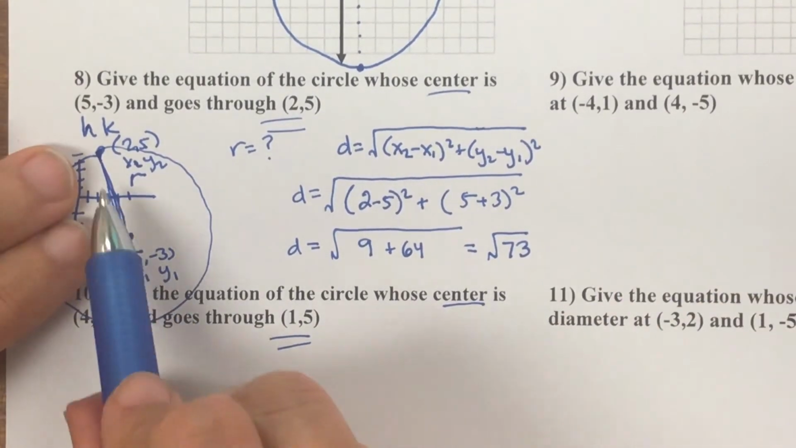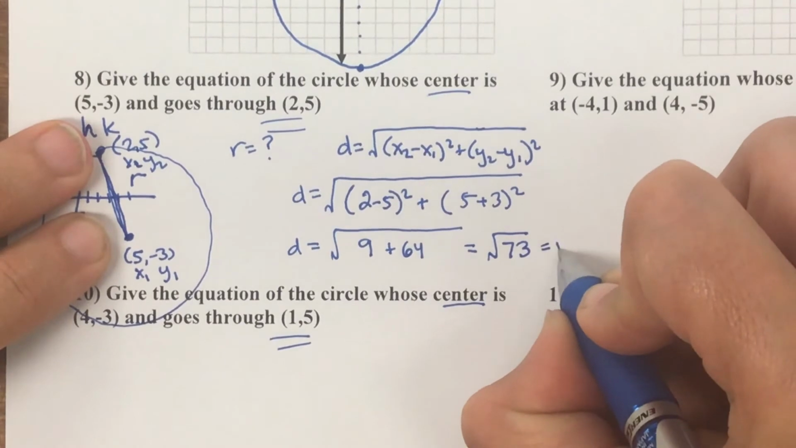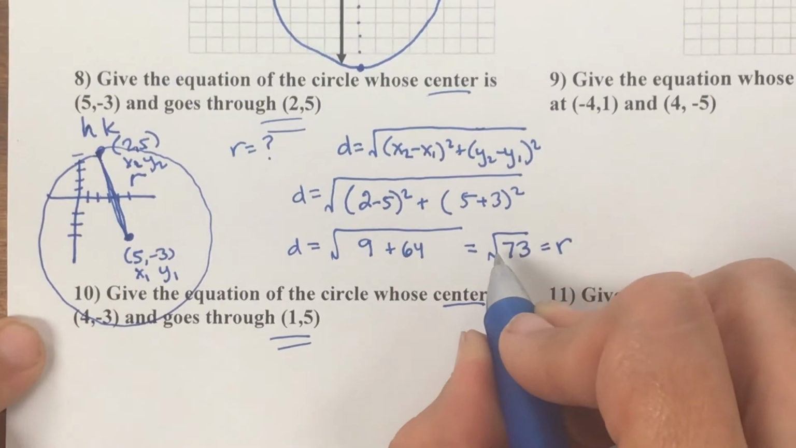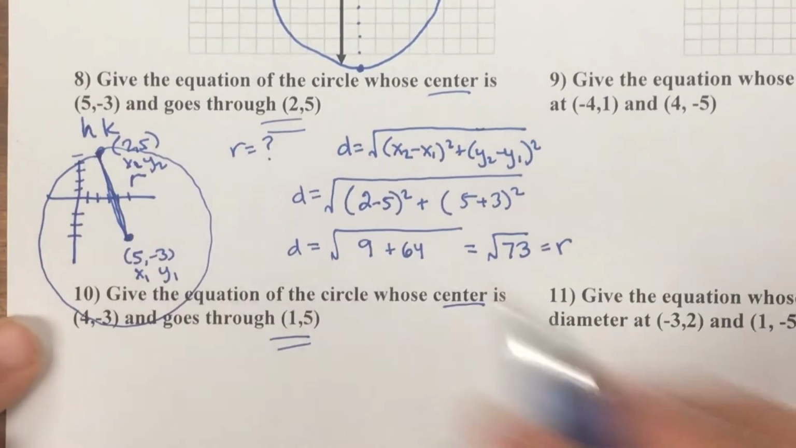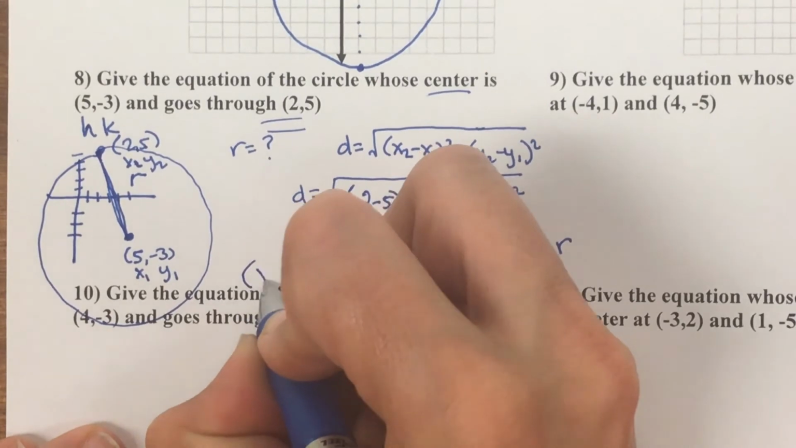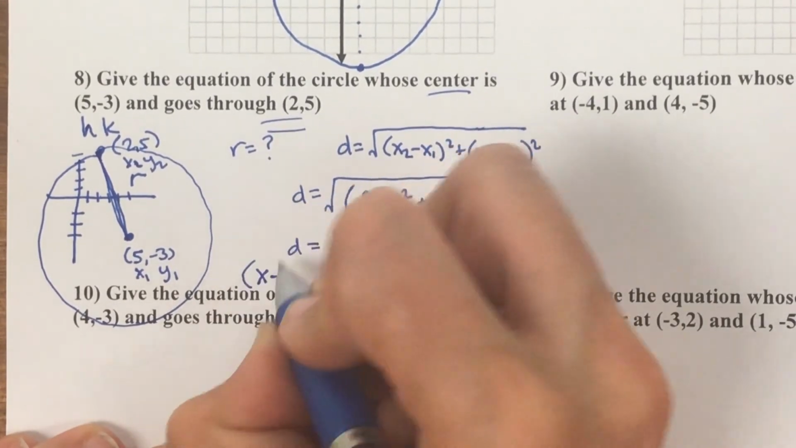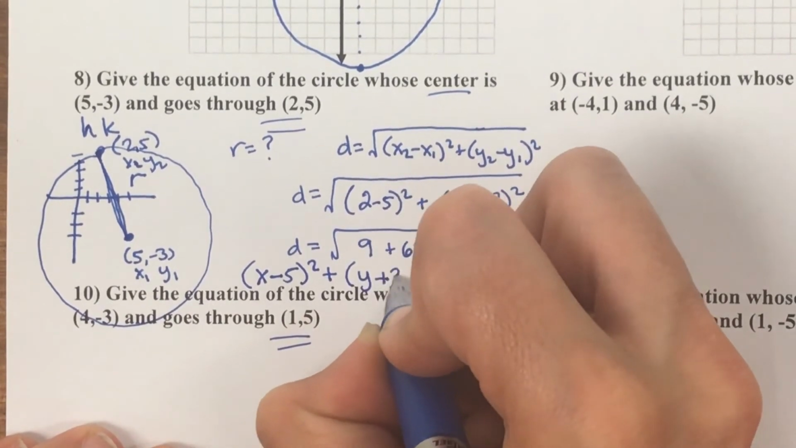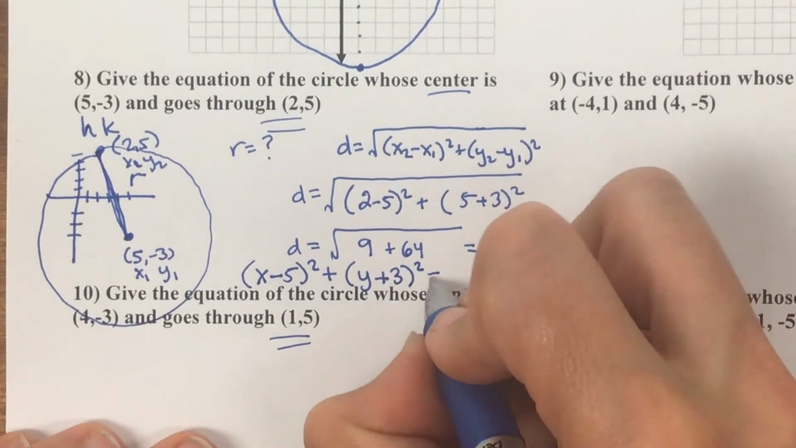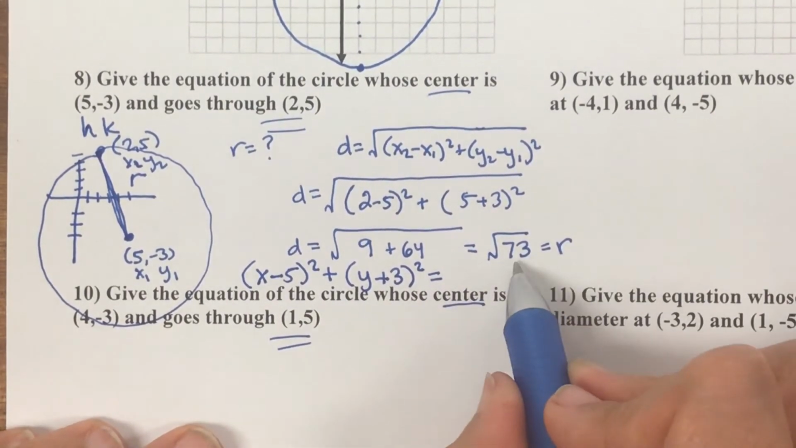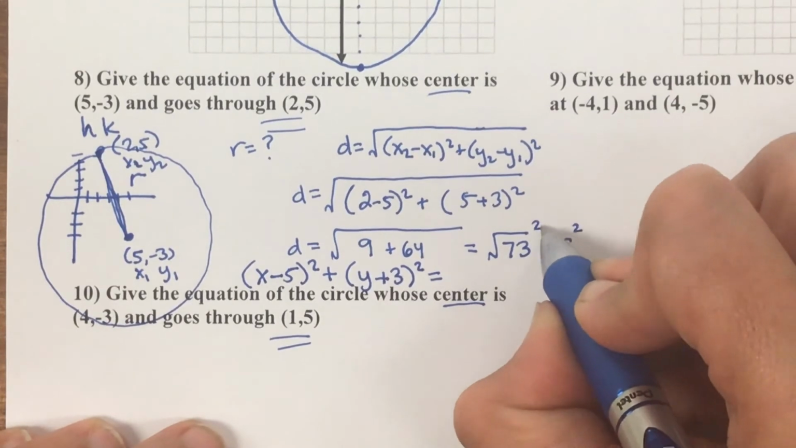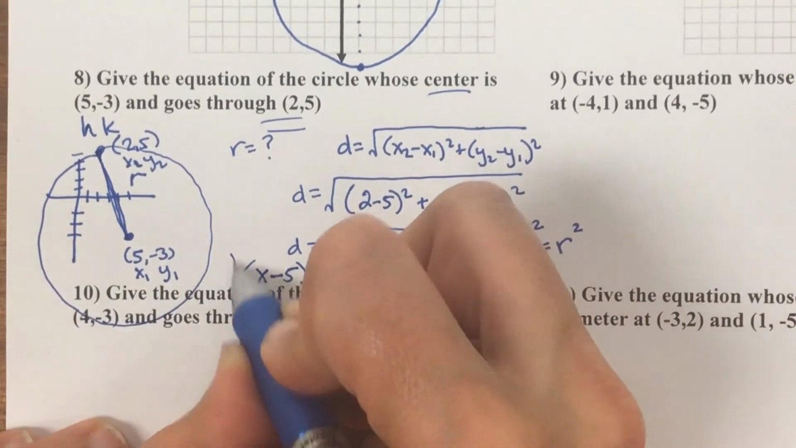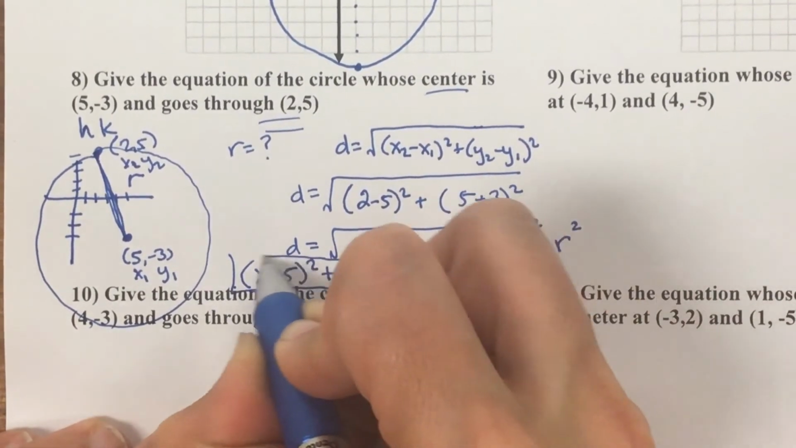So that's my distance here, but my distance is really my radius of my circle. And so now we know r is the square root of 73, and we know our center was h and k, so we can write our formula. We can say x minus h, which is 5 squared, plus y minus a negative, which is y plus 3 squared, equals r squared. So if r is the square root of 73 and we want r squared, you can square both sides. R squared would be the square root of 73 squared, which is just 73. And there's our equation of our circle.